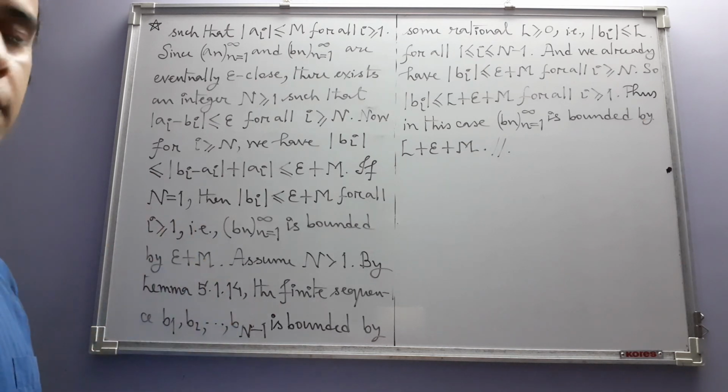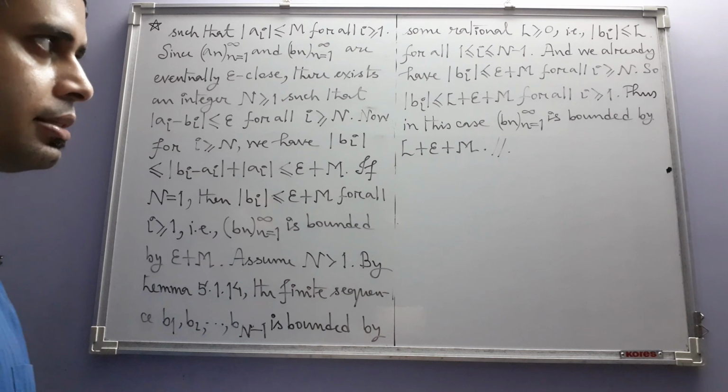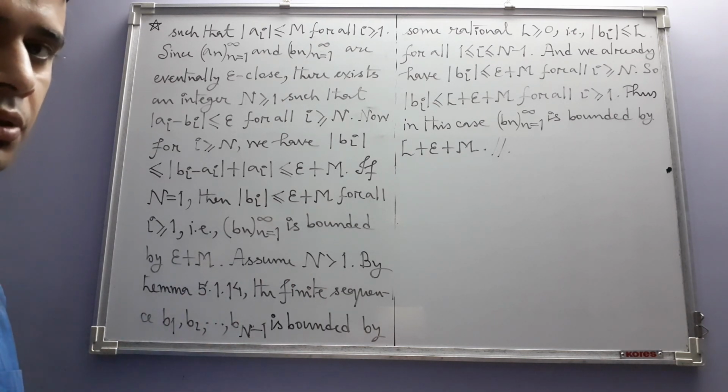In the next section, we will actually start using all these ideas to define real numbers from Cauchy sequences of rational numbers.